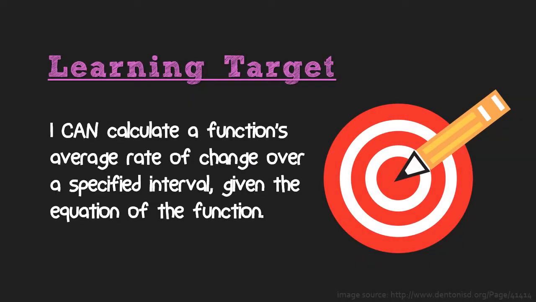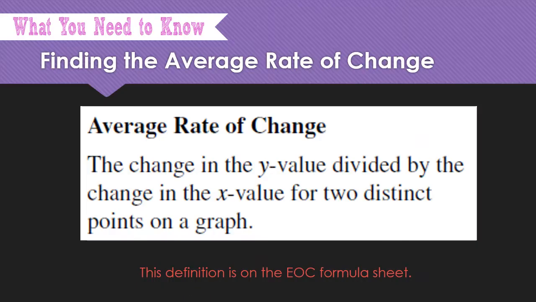Learning target: I can calculate a function's average rate of change over a specified interval given the equation of a function. So you may have already looked at the video where you find the average rate of change given a table of values or a graph. Today we're going to look specifically at how to find it just given the equation.